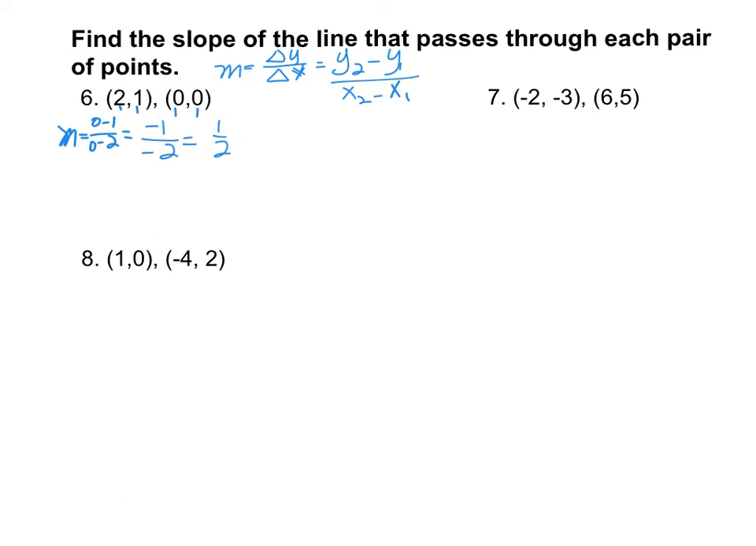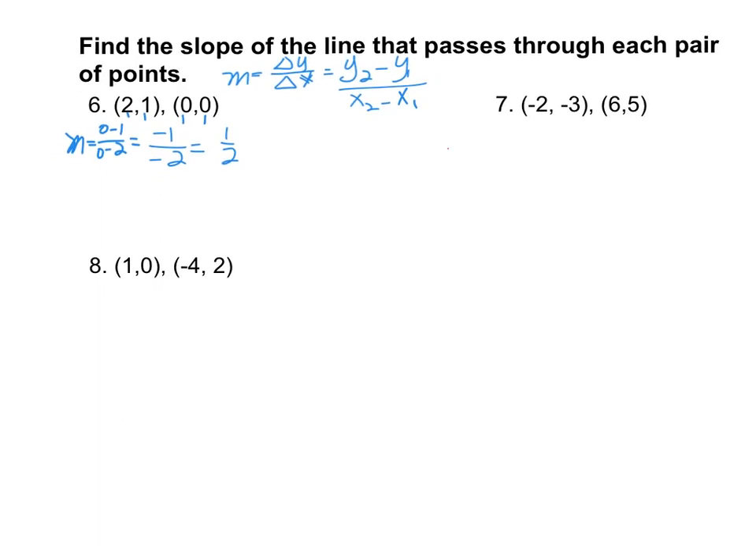All right, number 7. We've got y2 minus y1. And so that is m is equal to y2, which is 5, minus y1, which is a negative 3. All right, inside of parentheses, over x2, which is 6, minus x1, which is negative 2. All right, so this is really 5 plus 3 over 6 plus 2, which is 8 over 8. And folks, if you plug that into your calculator, you will get a 1.